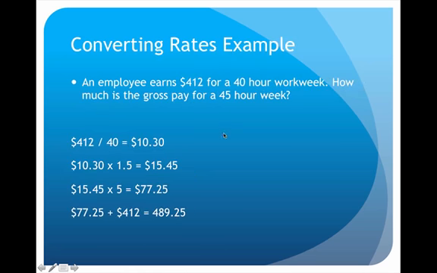Now sometimes we actually have to do a conversion of rates. If you look at this example, this employee earns $412 for a 40-hour work week. What is their gross pay for a 45-hour week? Well, the problem here is this is an overtime situation because they worked 5 hours of overtime when you look at the 40-hour traditional week. But how do we calculate that? We don't know their hourly wage. And the reason is the information was given to us in an odd way.